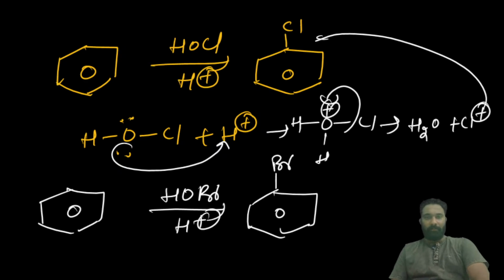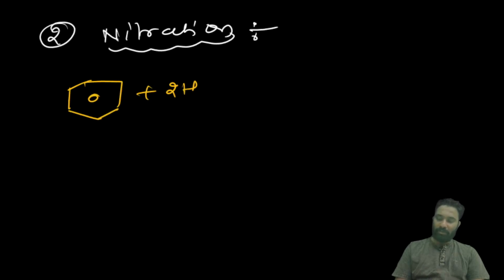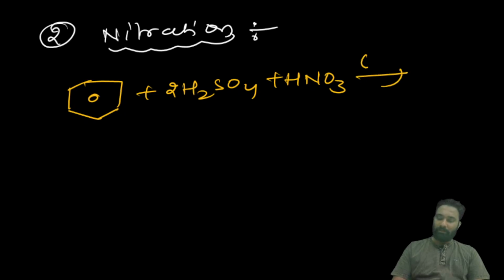Next we'll see another type of reaction. The second one is nitration. Here, benzene plus 2 moles of H2SO4 plus HNO3 at 60 degrees will give you nitrobenzene.